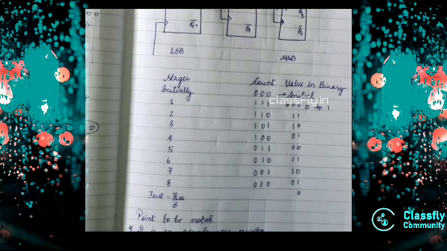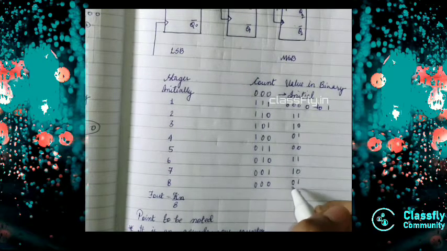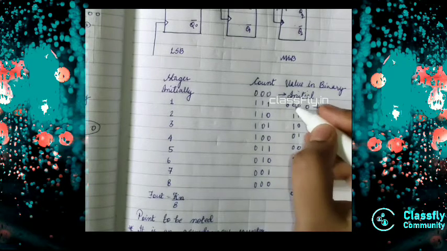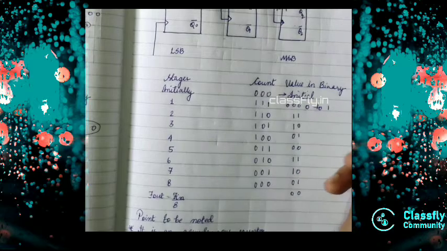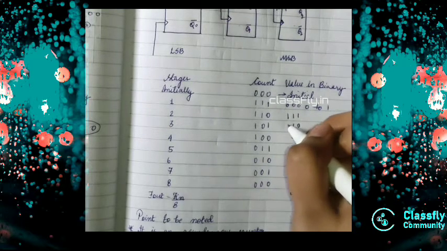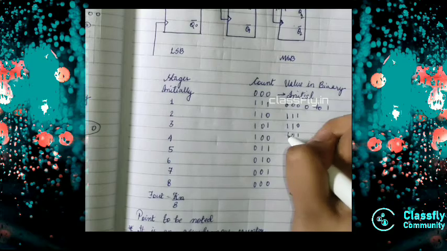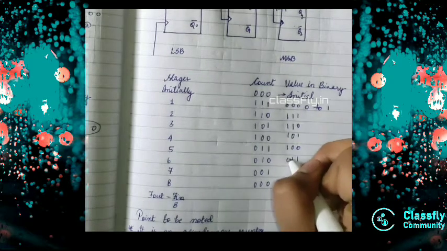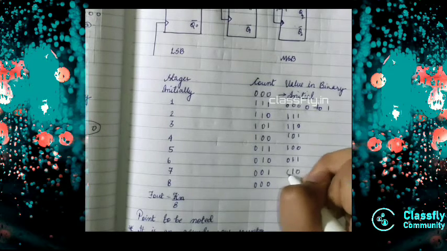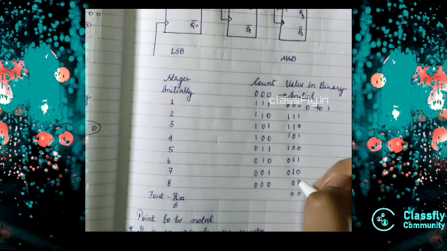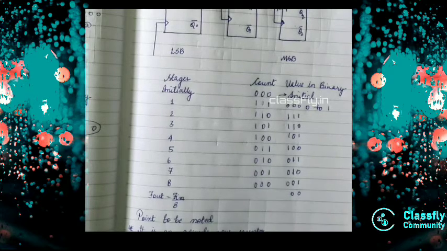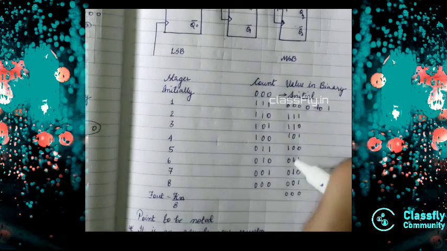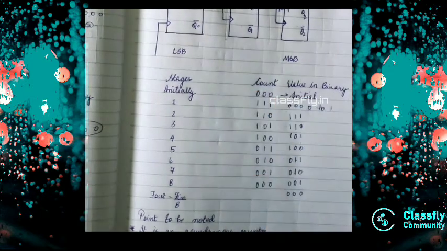So as I was saying, from 0 to 1 there will be change. So 0. From 1 to 0 there will be no change. So 0. Now I will come to this part. So 0 to 1 there will be change. So 1. From 1 to 1 no change. So 1. From 1 to 0 no change. So 1. From 0 to 0 no change. So 1. From 0 to 1 there will be change. So 0. From 1 to 1 there will be no change. So 0. From 1 to 0 there will be no change. So 0. From 0 to 0 there will be no change. So 0. So I got this one also, the count value in binary for the equivalent states.